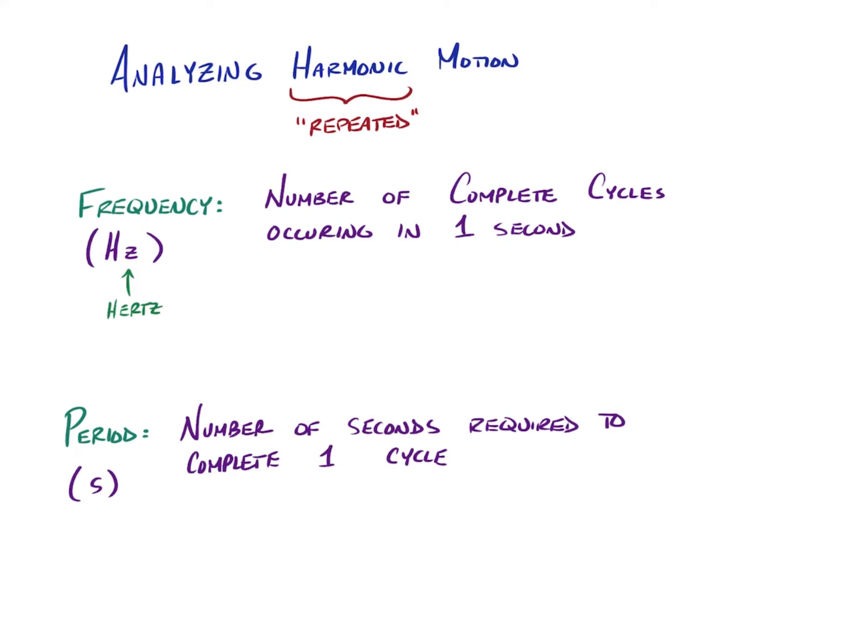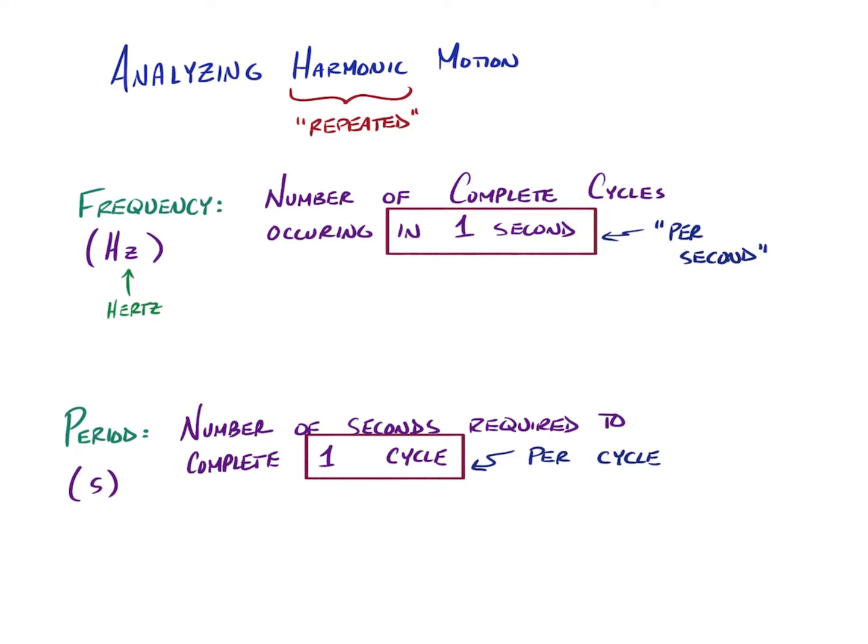The period is actually the opposite. It's the number of seconds required to complete one full cycle. So for the frequency, you're going to have your stopwatch, you're going to time 1 second, and then you're going to measure how many cycles have occurred. The period is the opposite. You're going to start your stopwatch, you're just going to wait until one full cycle occurs, then you're going to stop and determine how much time that took.